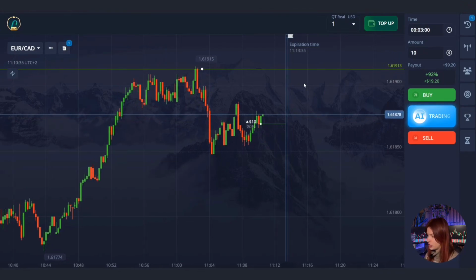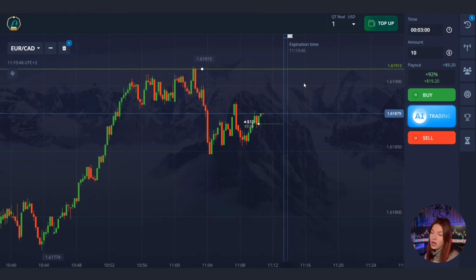Guys, I chose such an amount of time because, as you understand, the price can move in waves, and even with the upward movements, there may be pullbacks in the opposite direction. That's why we chose such time. So guys, let's wait for the outcome.